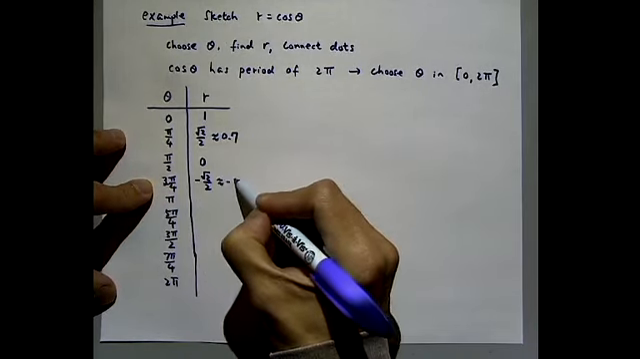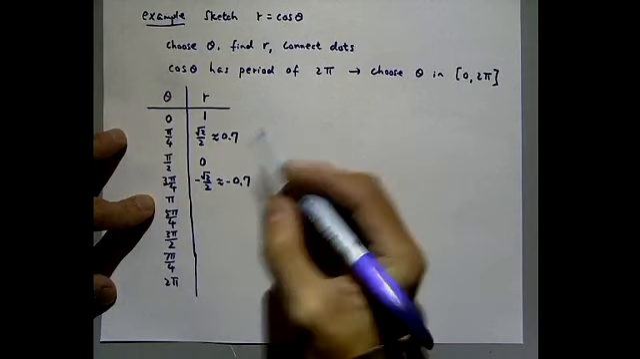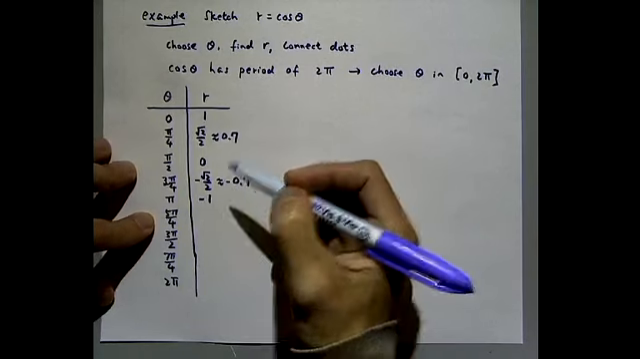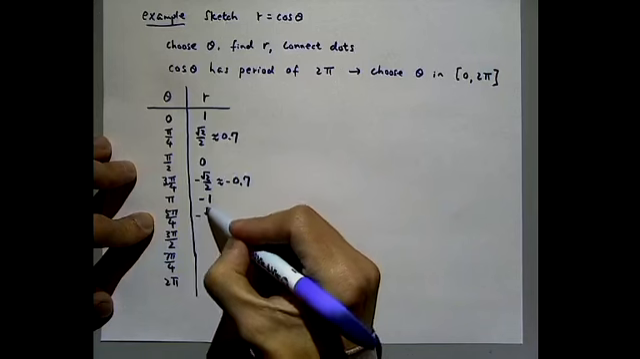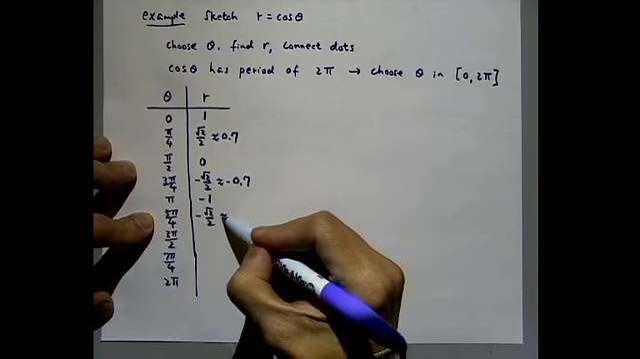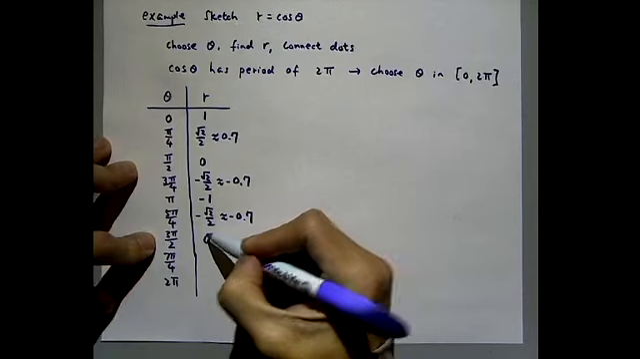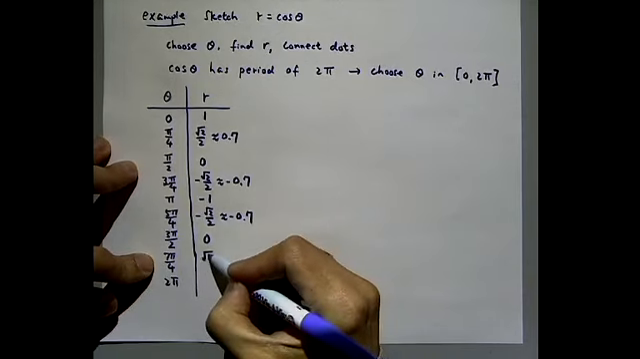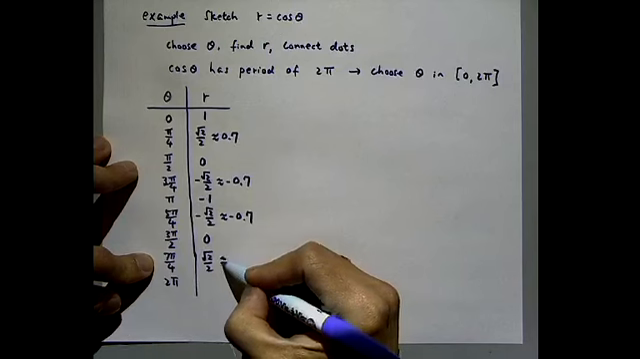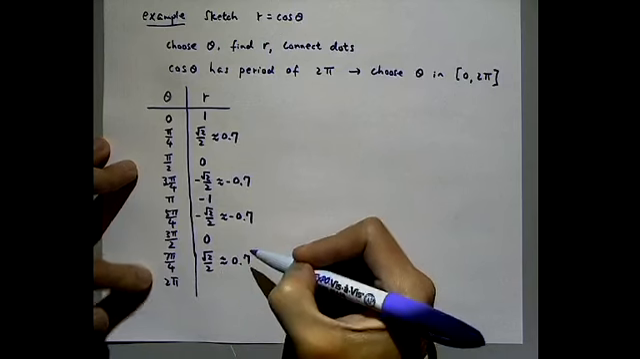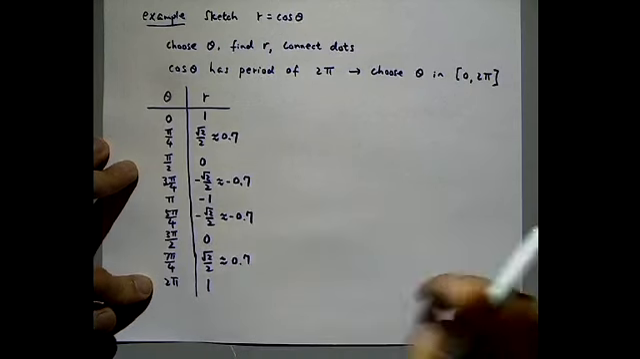That one is roughly negative 0.7. Cosine of pi is minus 1. 5 pi over 4 is negative again. 3 pi over 2 is 0. 7 pi over 4 is positive root 2 over 2, roughly 0.7. Cosine of 2 pi is 1.